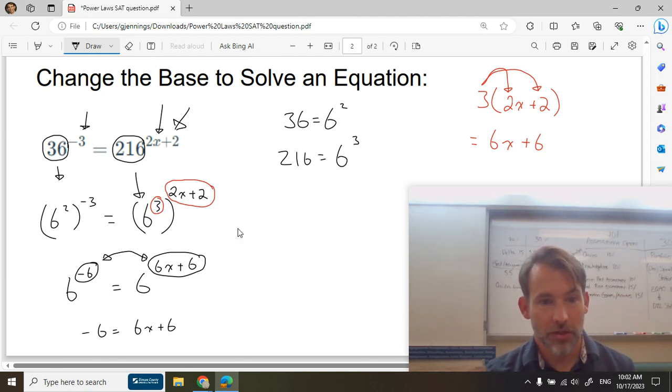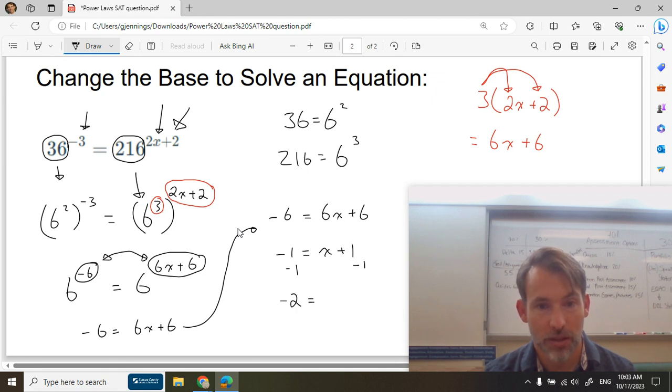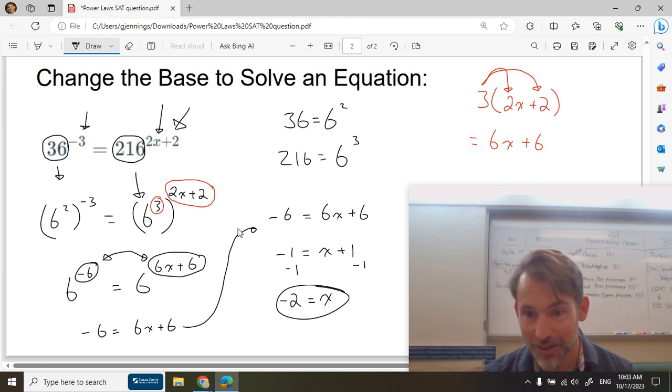So now we go ahead and solve that. Let's bring that equation up here. Negative 6 equals 6x plus 6. We can divide both sides of the equation by 6 to get minus 1 equals x plus 1. And then subtracting 1 from both sides gives us negative 2 is equal to x. Fantastic. So that's how you would solve that type of problem.